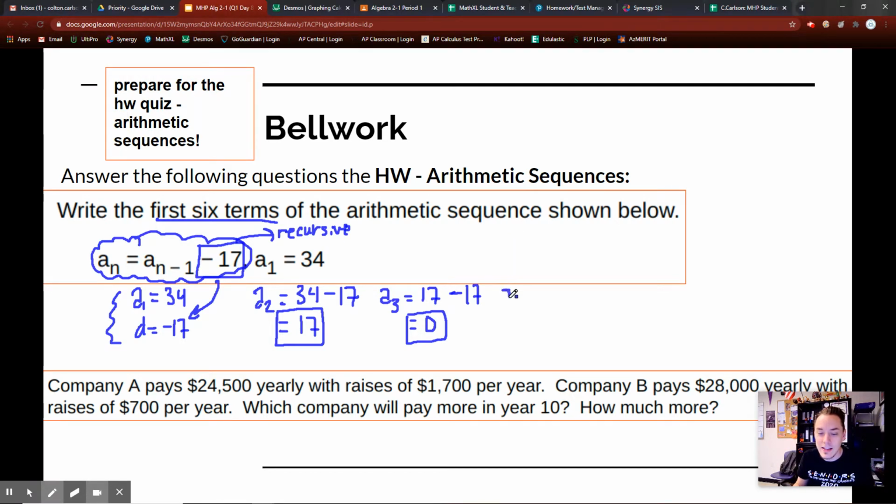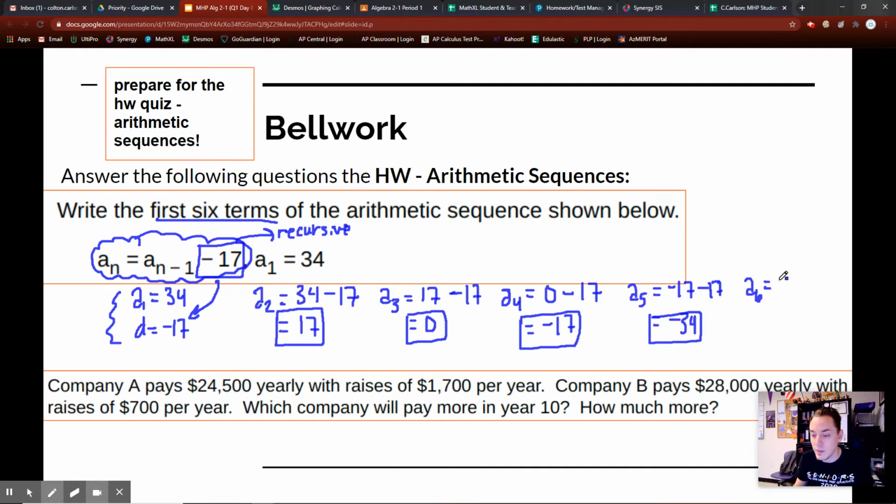A sub 4. What is a sub 4? A sub 4, I take 0, my preceding term, and then minus 17. And this, of course, is negative 17. So this is a very simple problem. A sub 5, I take negative 17, my preceding term, and then minus 17 again, because that's my common difference, and I actually get negative 34. After I get negative 34, I'm going to go to my final term that I want to find. That's going to be a sub 6, so negative 34 minus 17, my common difference. What is this? Negative 51.